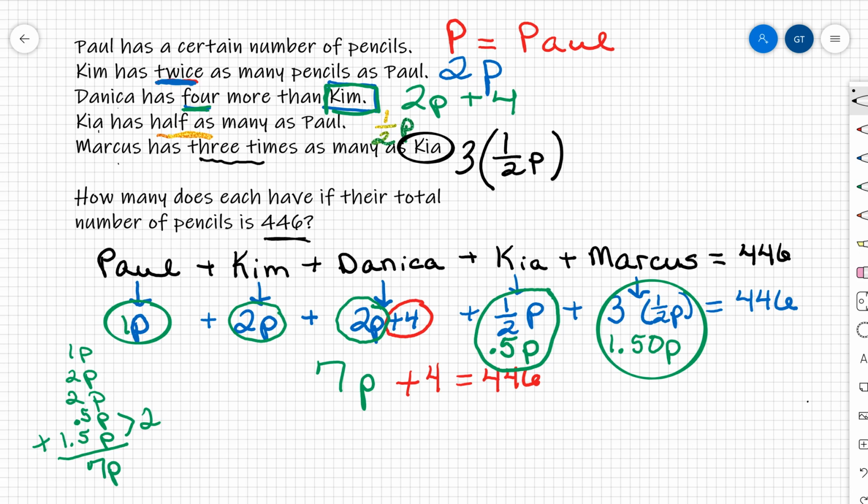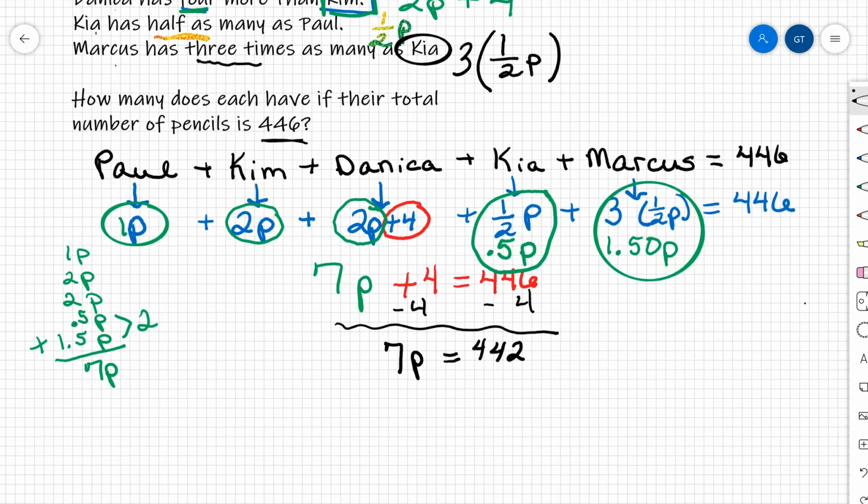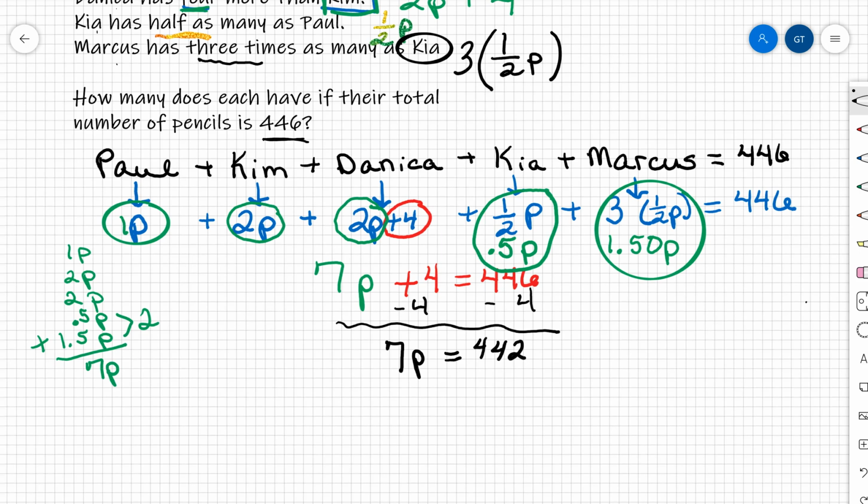And we want to get rid of our numbers that don't have variables first. So I'm going to subtract 4 from both sides. Draw my line. 7p is going to equal 446 minus 4, which is 442. I don't think this is going to be even, but we'll see what we can get. 7p equals 442. P is being multiplied by 7, so I'm going to divide both sides by 7.